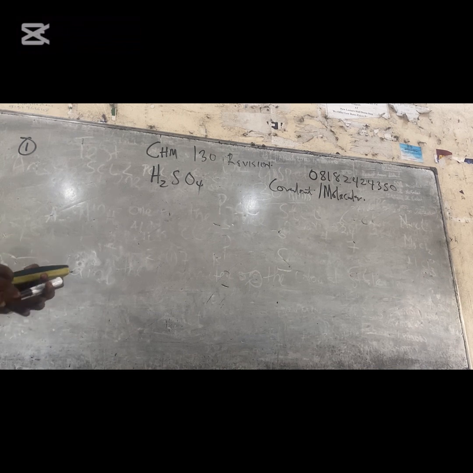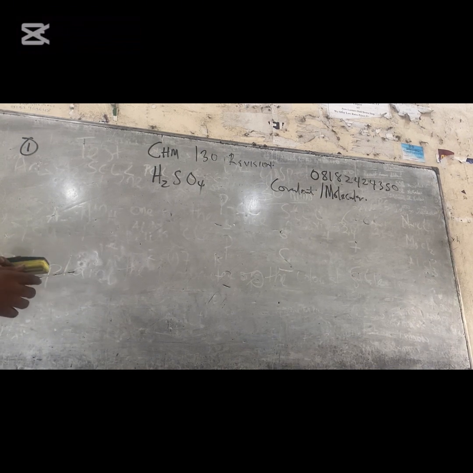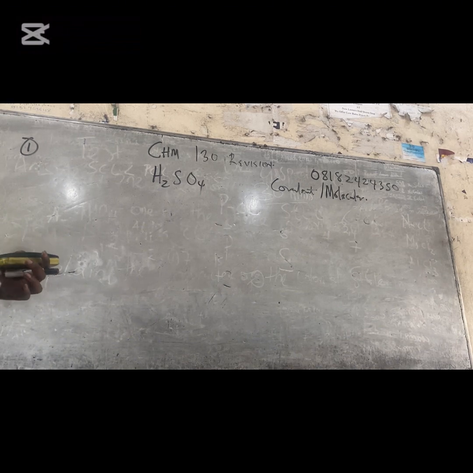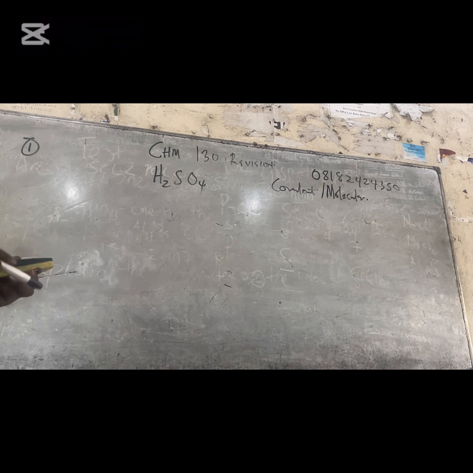Last step, use the remaining valence electrons to balance the Lewis structure. Use the remaining valence electrons to do what? Balance the Lewis structure.